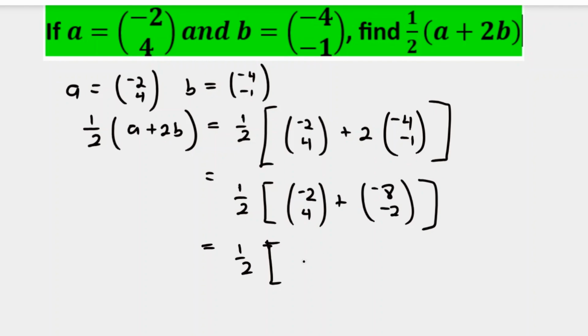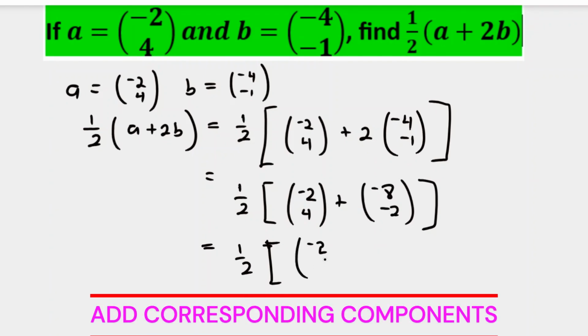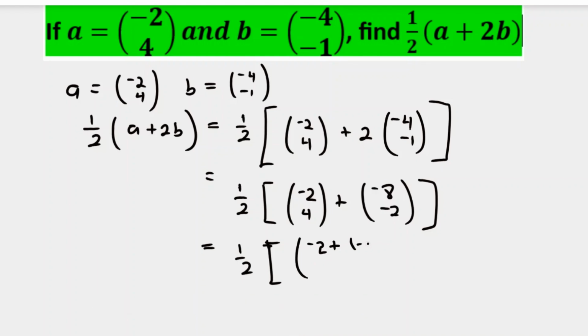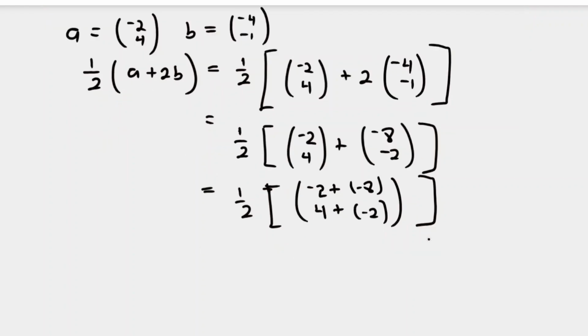Okay, so we can still simplify the one in the bracket. How do we do that? And that is obvious. We have to add the corresponding components. So we're going to get negative 2 plus negative 8. We come to the y component. So that's going to be 4 plus negative 2. And we can simplify this one. Now we are going to get a single fraction, vector. Negative 2 plus negative 8 is going to be negative 2 minus 8, that is negative 10. And 4 plus negative 2, the same as 4 minus 2, which is 2.